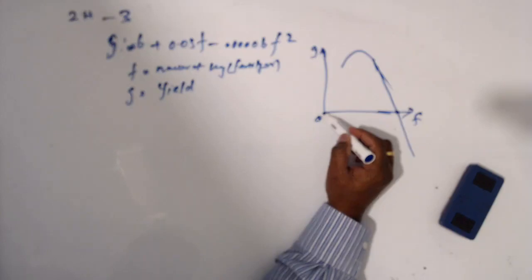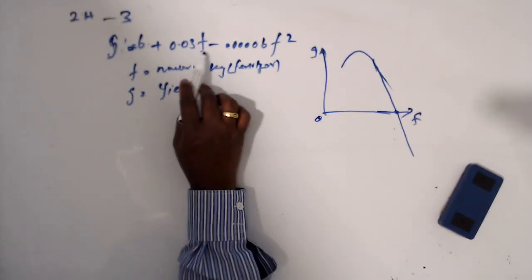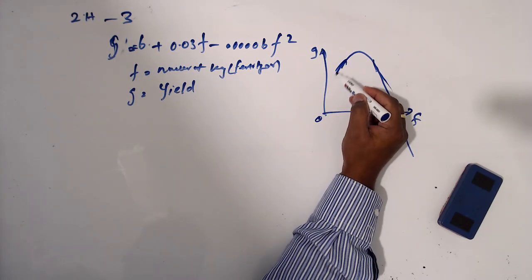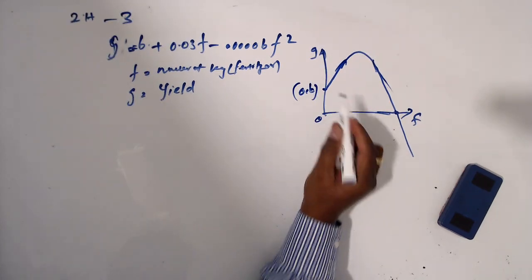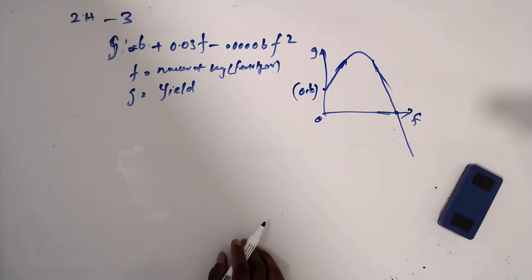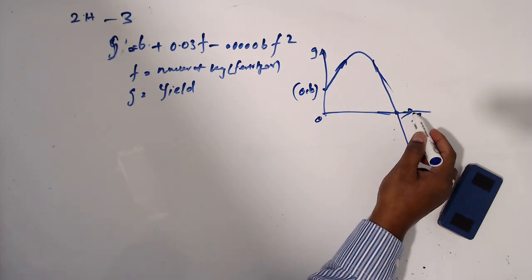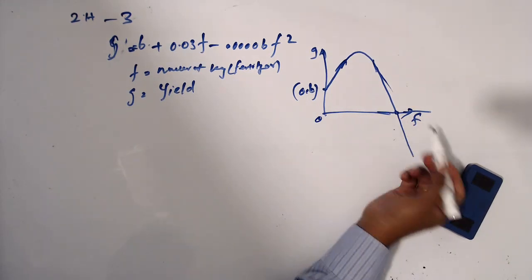When f equals 0, there should be some value. Okay, when I put f equals 0 here, I can see g is 6. It means it's going to start from 6. So this is (0, 6). Even by looking at this graph, I can see that after some point the graph is not valid after this root.